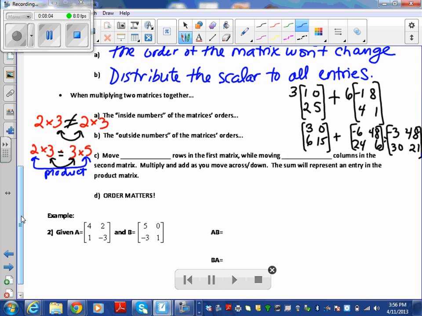We know that the product will actually be a 2 by 5 matrix if we were to multiply these together. So the inside numbers of the matrices' orders must be equal, and then the outside numbers of the matrices' orders give the order of the product, or the answer.